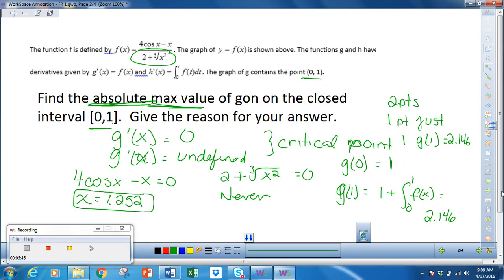It looks like I'm forgetting to tell you something as well. I can't remember. So if you just got 1.146, you should have gotten 1 point.